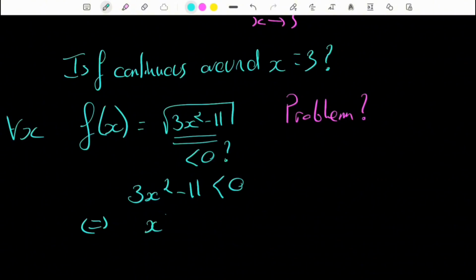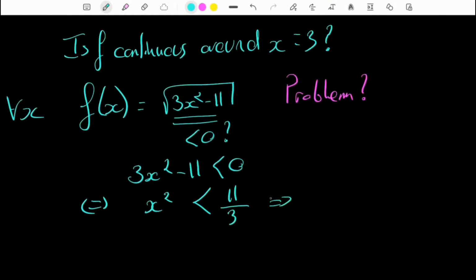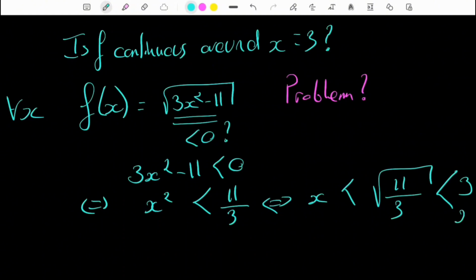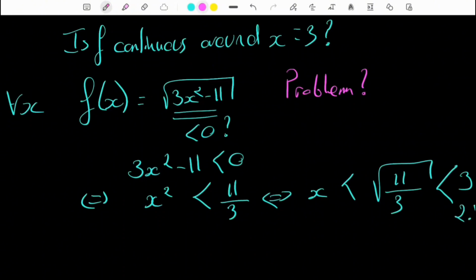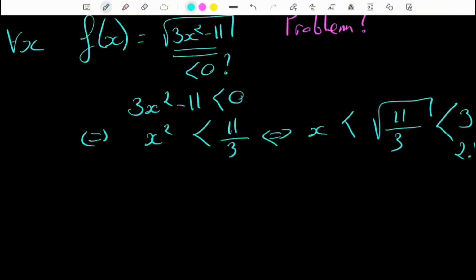equivalent to x squared under 11 third, equivalent to x under square root of 11 third, and that's strictly less than 3 and even 2.5. So we have got what we were looking for. So an interval around 3, so an interval where f is continuous.